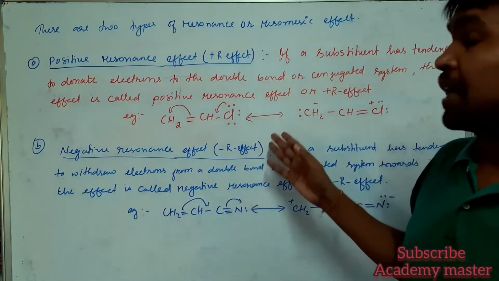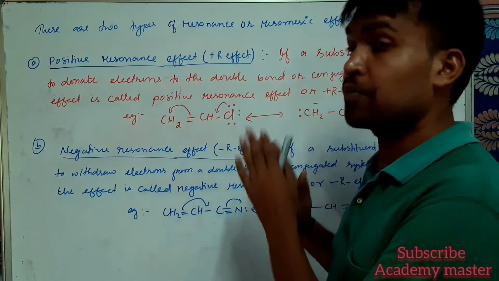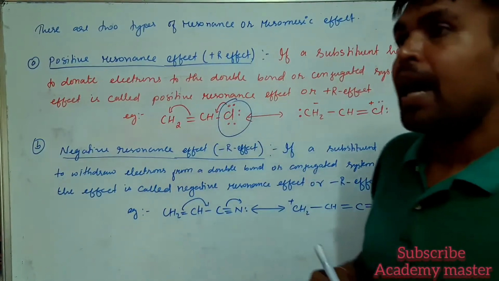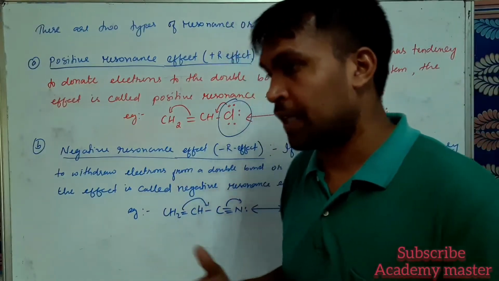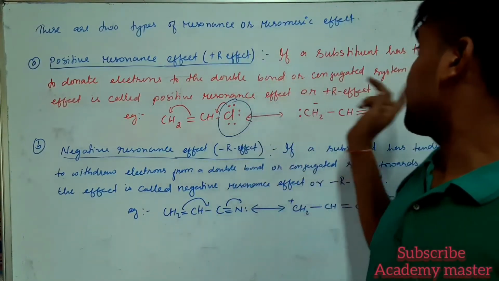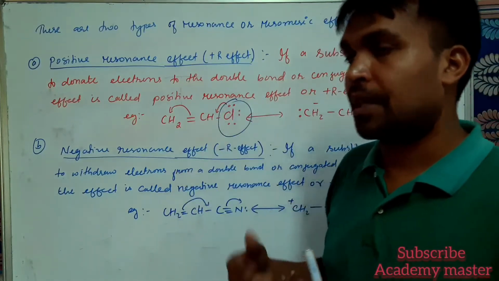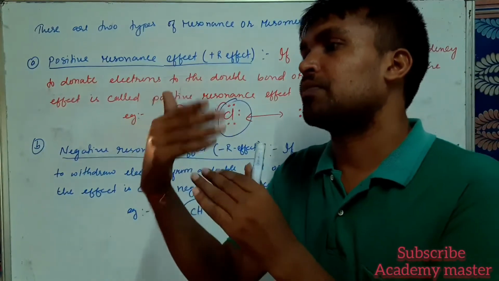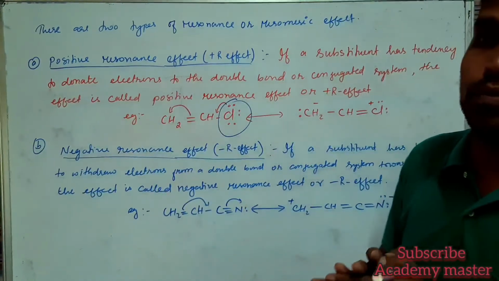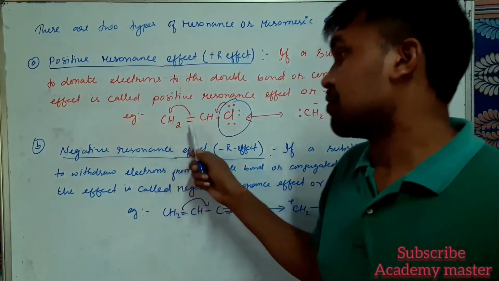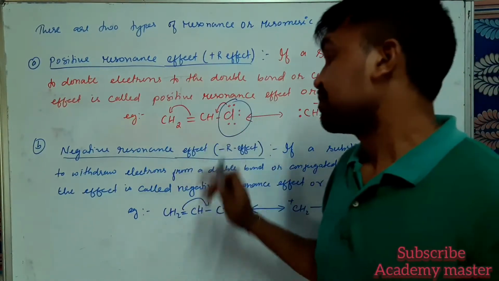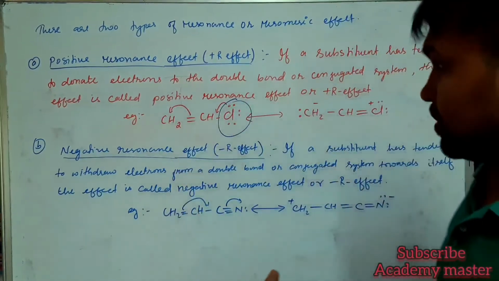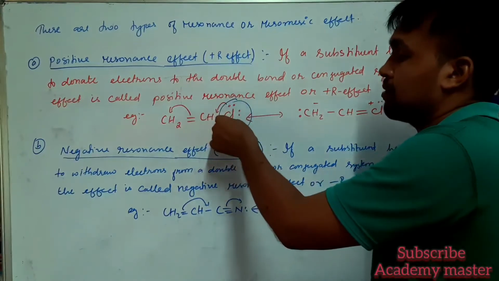Same way here, the substituent which is present here, the substituent is this one, has the tendency to give the electrons to the double bond. Then one substituent will give electrons to one carbon, that carbon will give to the next carbon. So the entire compound will be affected. See here, CH2 double bond CH single bond Cl. So Cl acts as the electron donating group here. Cl is giving the electrons to this.